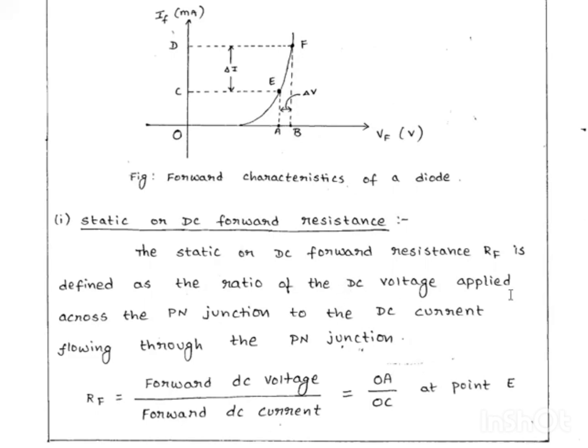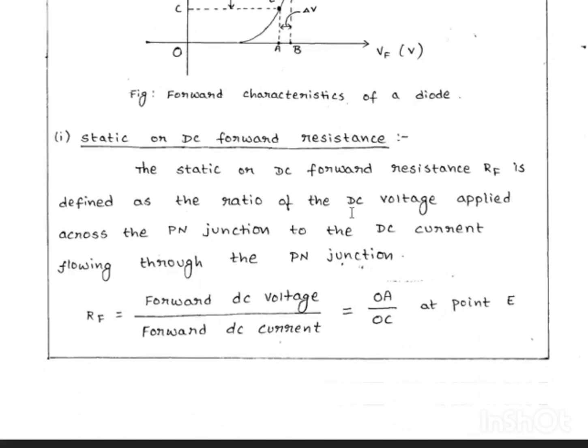We can define it as the ratio of DC voltage applied across the PN junction to DC current flowing through the PN junction. We can also define it as 1 by OC by OA. That is, OA is the change in voltage and OC is the change in current, that is Y by X. If I want to write the resistance in terms of slope, this is the Y term and this is the X term. So delta Y by delta X is slope. Delta Y means OC by OA. You can rearrange it as RF is equal to 1 by slope of VI characteristics, which gives you static DC resistance when DC voltage is applied.